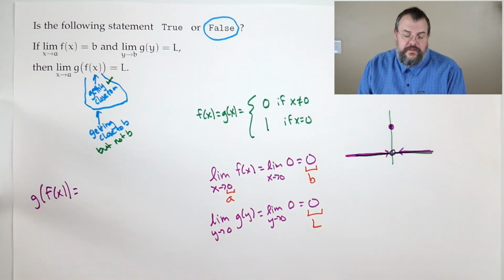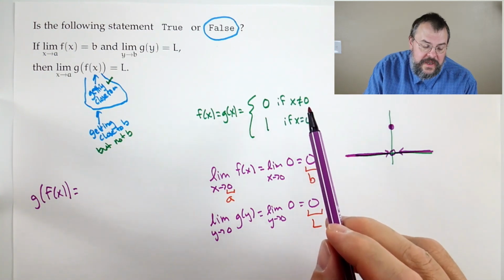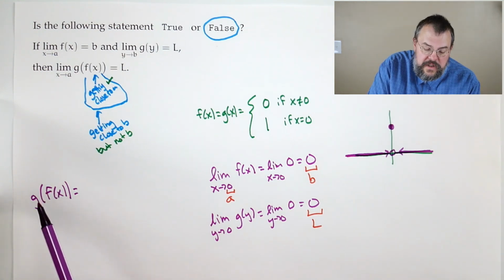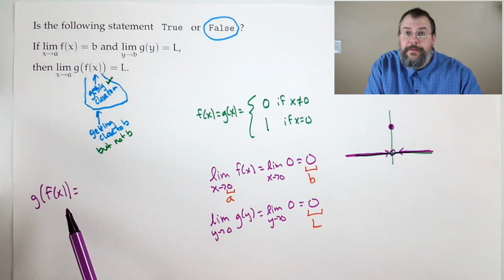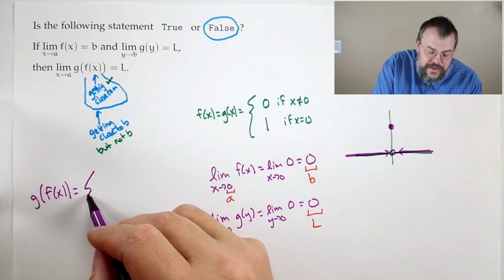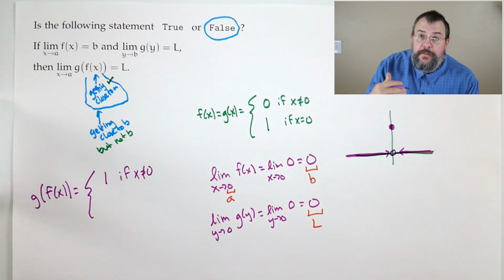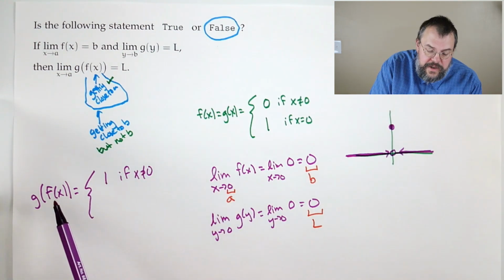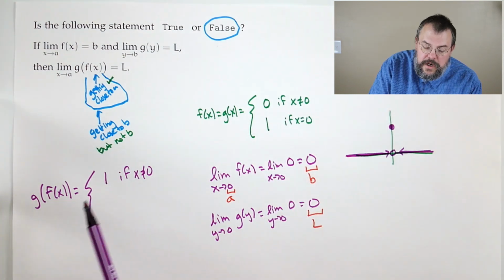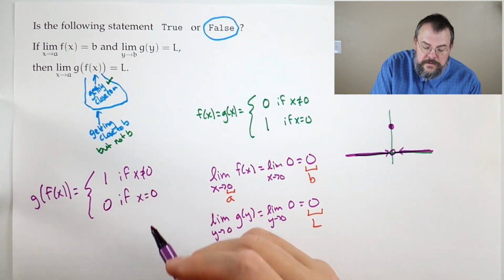So, there really are two cases. Suppose I pick a value which is not 0. Then f of that value would be 0, which means I'm plugging 0 into the inside function. Now, when I plug 0 into the inside function, what do I get? Well, I get 1 out. So, this function is 1 if we're not 0. Now, suppose we plug in 0. f of 0, according to the rule, is 1. g of 1 is 0, so it's 0 if x is 0.